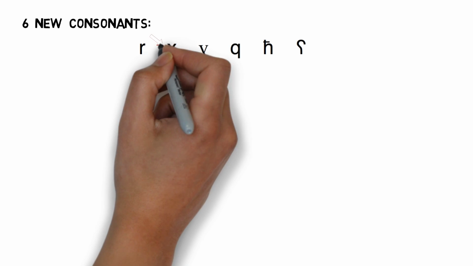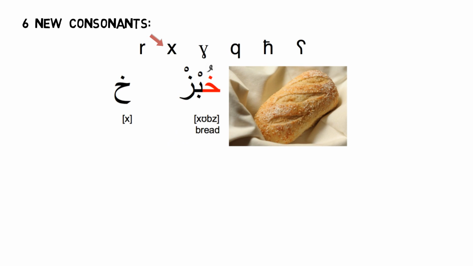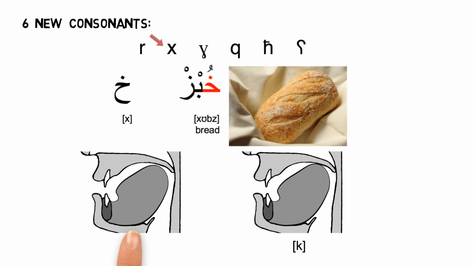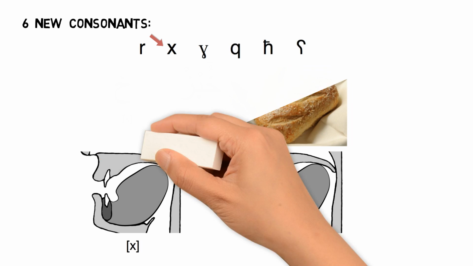First up, خ as in khubz. To make this sound, bring your tongue up near where you'd say K. But instead of touching your soft palate with the back of your tongue, just get close to the soft palate and let air squeeze by. That gives you khubz.